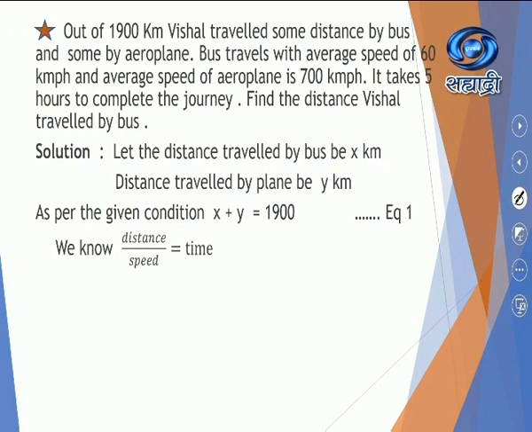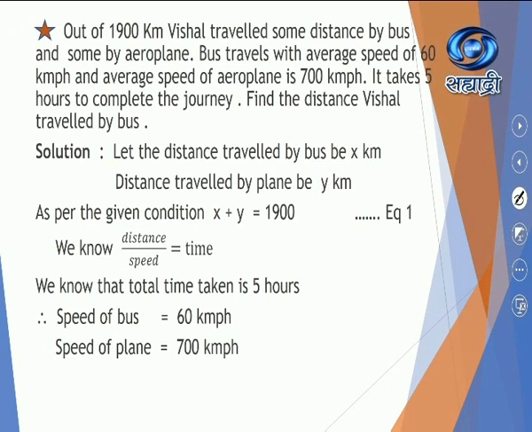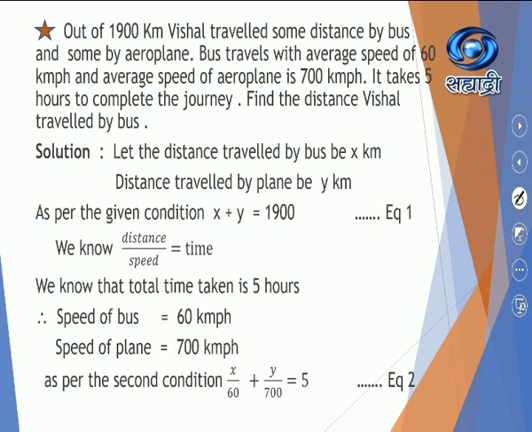So we are going to use this information for the further sum. We know that total time taken is 5 hours. Therefore, the speed of the bus, as it is already given in the sum, is 60 km per hour, and the speed of the plane is given as 700 km per hour. According to the second condition, x upon 60 plus y upon 700 is equal to 5.